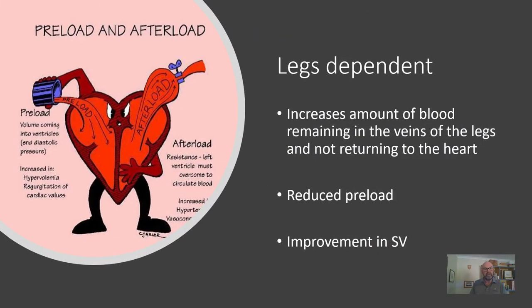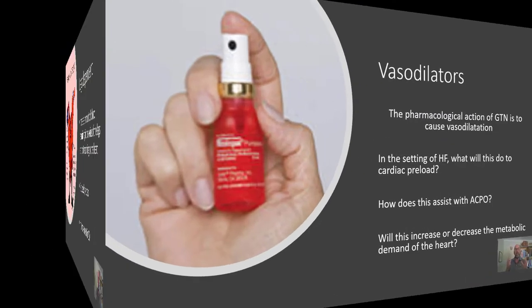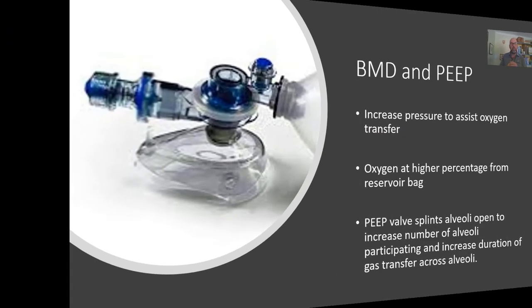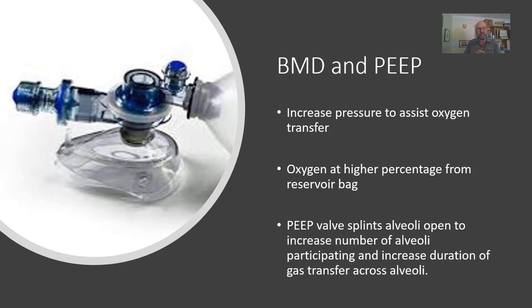So remember, our go-to strategies are to reduce preload by sitting the patient up and having their legs dependent. We use short-acting vasodilative drugs to reduce preload and have the advantage of also lowering afterload. We've got two tools to increase positive pressure. The first of these is the bag mask device with a PEEP valve. So we're going to use a spring-loaded device that people have to breathe against to splint some alveoli open and to increase the duration of gas transfer across the alveoli.